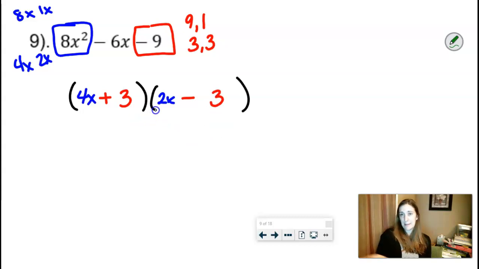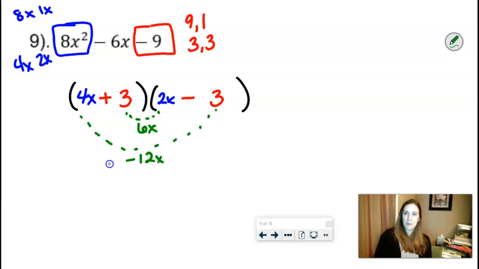And this is where I accept I probably made a mistake and I'll fix it later, right? So this arch, 3 times 2x is a 6x. And then this arch, ooh, I didn't make a mistake. That was lucky, is a negative 12x. And when I add those arches together, I get a negative 6x, which is what I totally needed in the middle. So I lucked out.